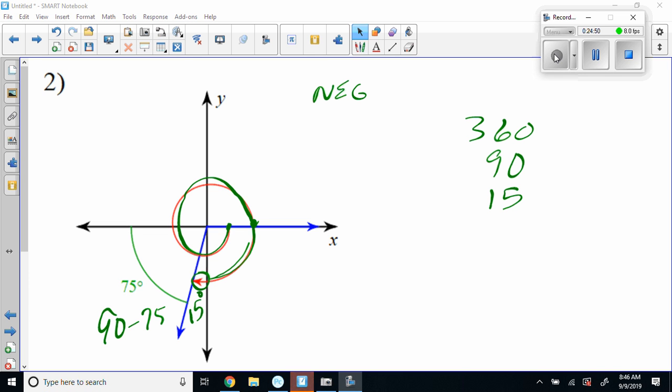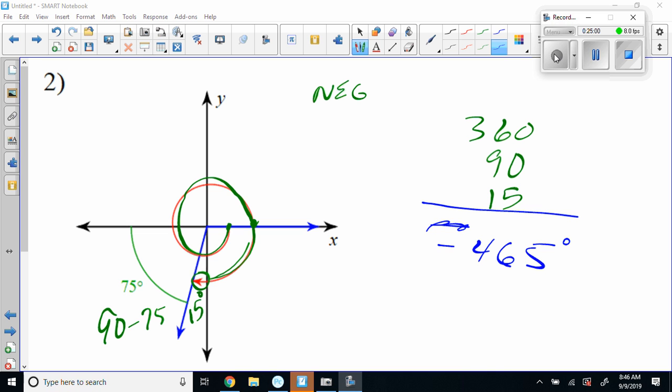We add those all up, ladies and gentlemen, what did I get? Negative what? Negative 465? Yes? Please do not leave off the little degree mark. The degree mark is very helpful because that lets me know that you're talking about degrees here. Any questions on that? All right, so that's the first 4. So we've done 2 of them. Now let's go to number 5.